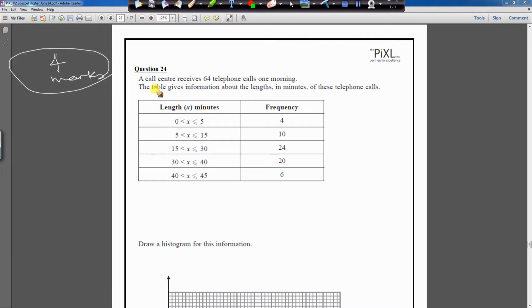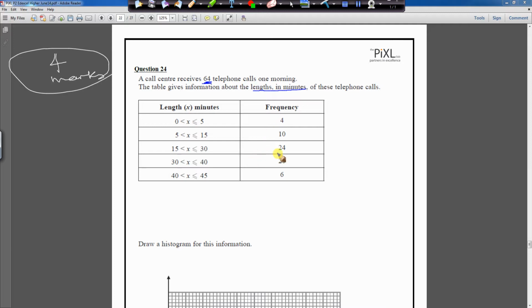Okay, now, here we go. Question 24. A call center receives 64 telephone calls one morning. The table gives information about the lengths in minutes of these telephone calls. So we have a length, which is grouped data here. You have the frequency, how many calls were within this range over here.